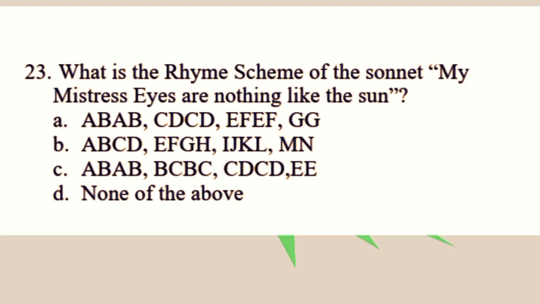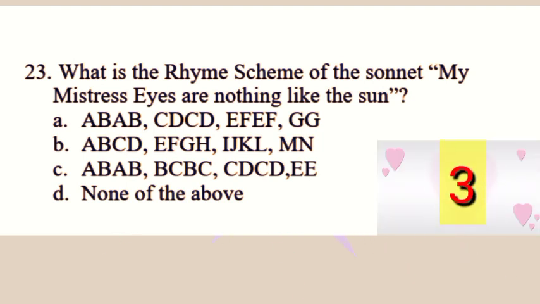Question number 23. What is the rhyme scheme of the sonnet, My Mistress's Eyes Are Nothing Like the Sun? The options are A, A B A B, C D C D, E F E F, and G G. B, A B A B C D E F G H I J K L M N. C, A B A B B C B C C D C D and E E, and D, none of the above.